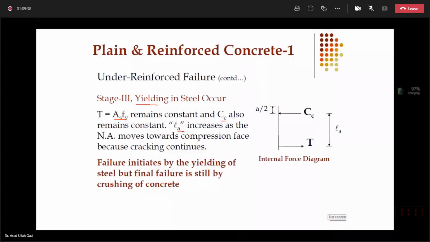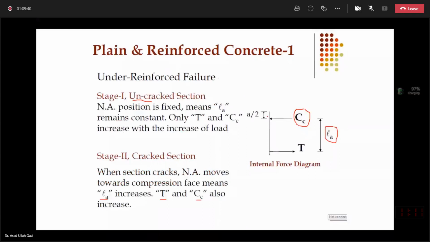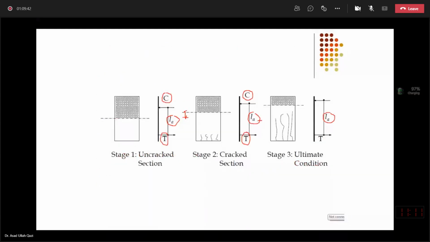bigger. So LA here and LA in this case, in your ultimate condition, are different, but Cc and T are now constant, because we are using AsFy as the maximum force which we can put on the steel bars.